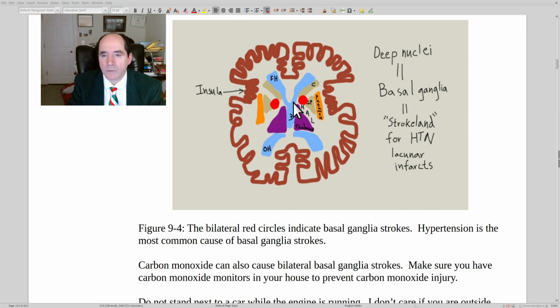Like I said, I'm always seeing strokes here all day long, every day. All right, the hypertension, the high pressure of the blood will shear off these little lenticular arteries, and they'll often be small hemorrhagic strokes. Small hemorrhages, not big hemorrhages, is the characteristic thing.